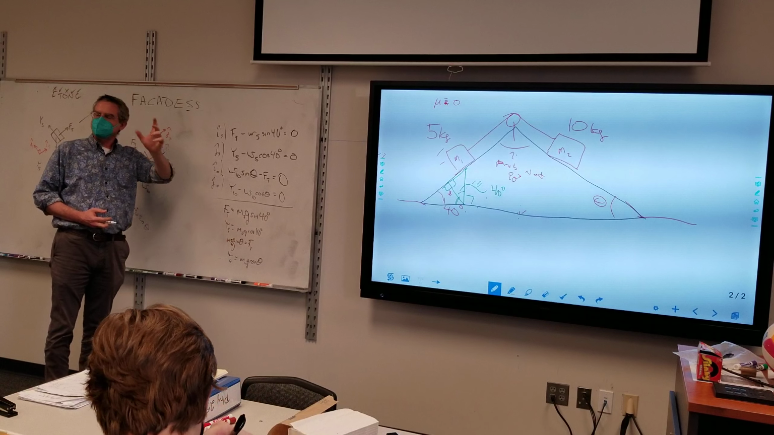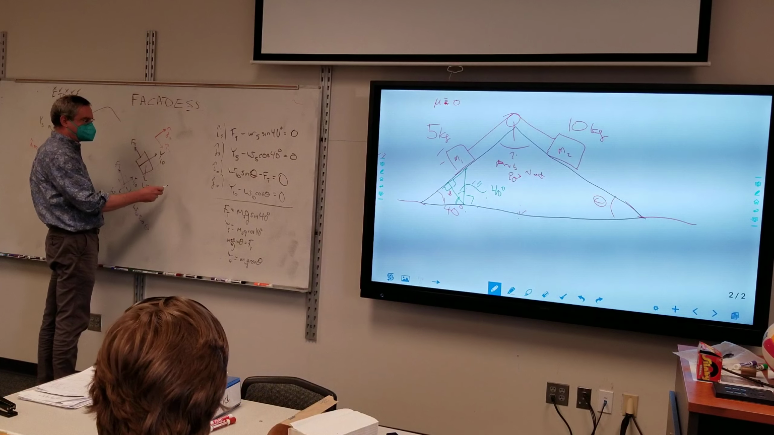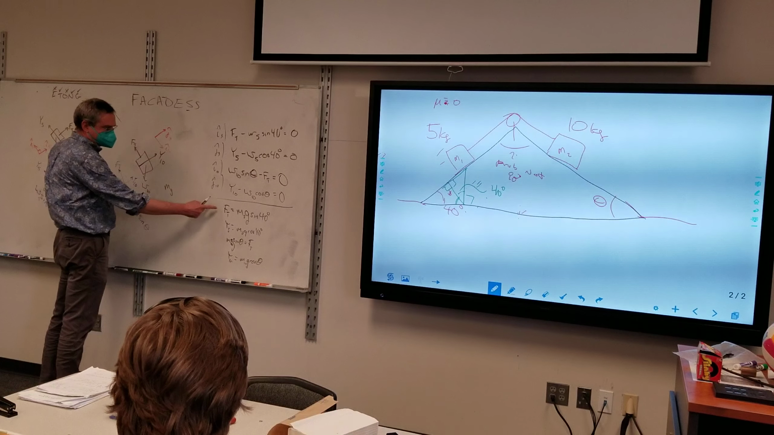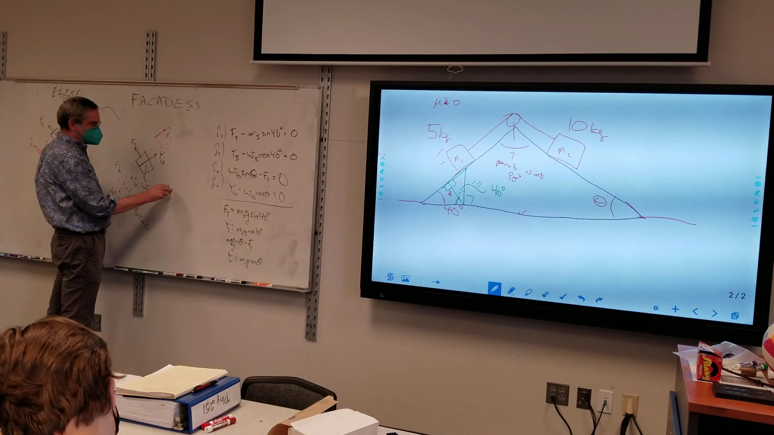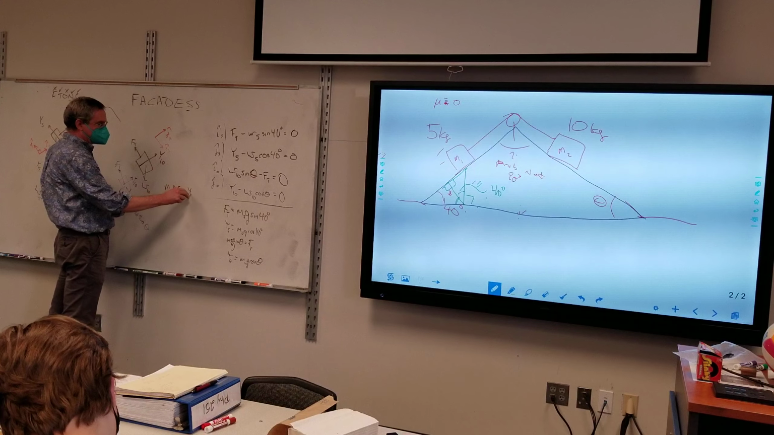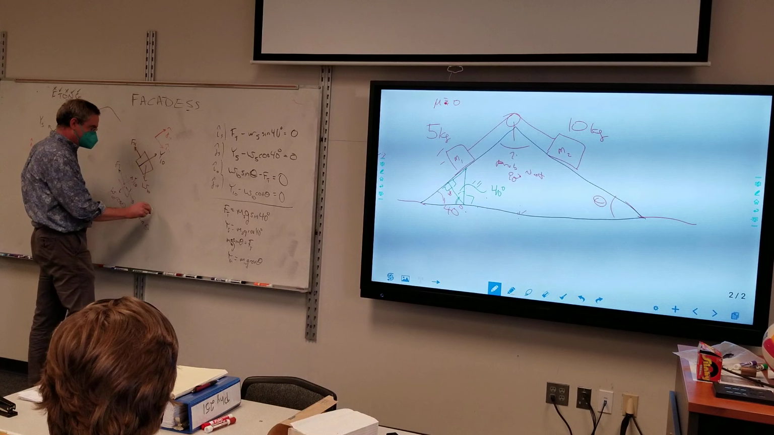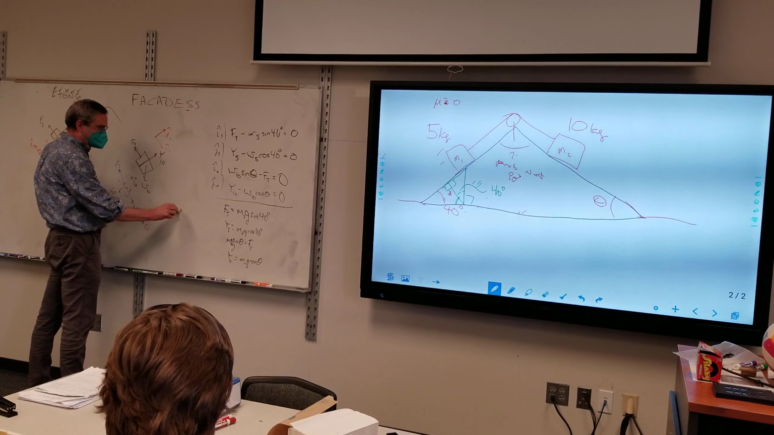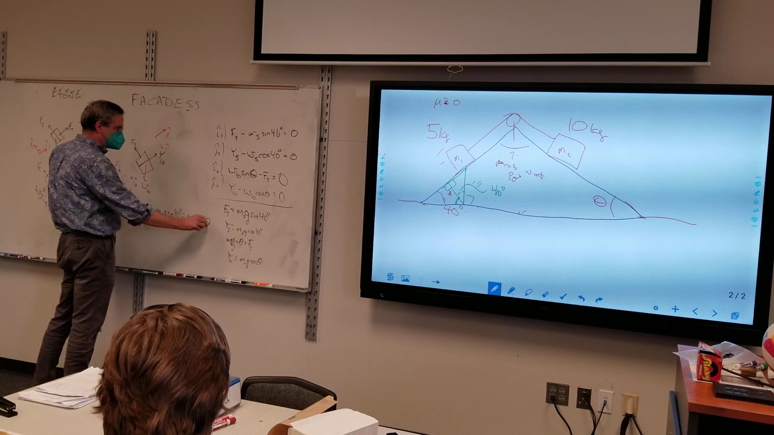And then plug it in down there. I'm going to do something slightly different, but there's nothing wrong with plugging numbers in when it feels right. But if we just set them equal to each other, so that tension and that tension are the same, I have M5G sine of 40 degrees equals M10G sine of theta.